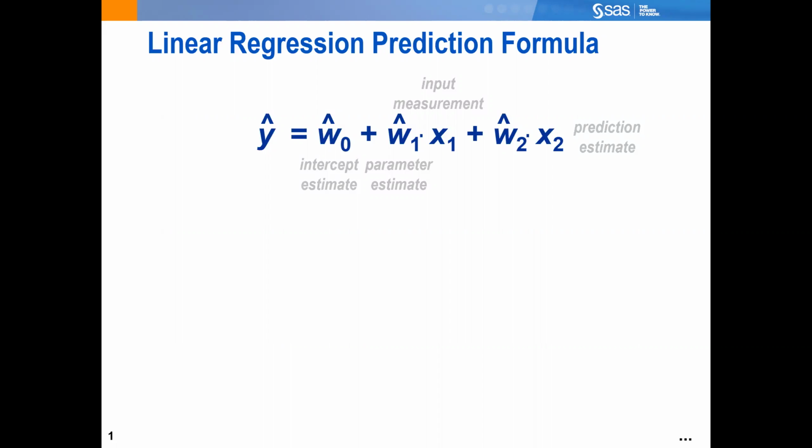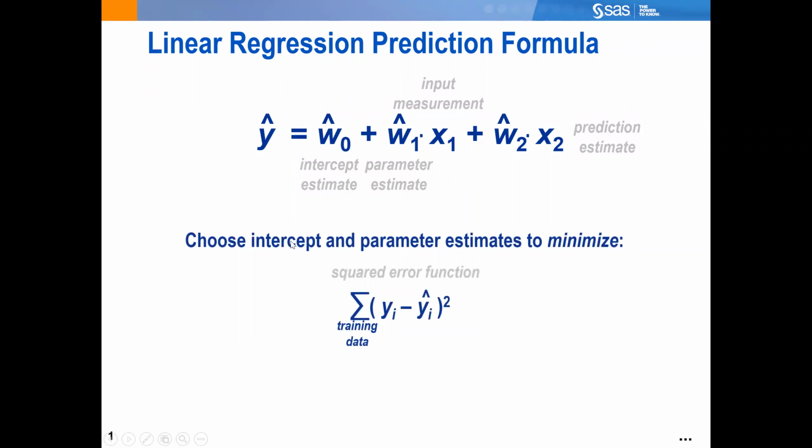In a typical linear regression prediction formula, this is what you have. Usually you have the predicted value and then you have the equation. W0 means the intercept estimate or the constant, and W1, W2 are parameter estimates. Then we have input measurements, which will be given X1 and X2. When you solve this for given values of X1 and X2, you get the Y hat, which is the predicted value.